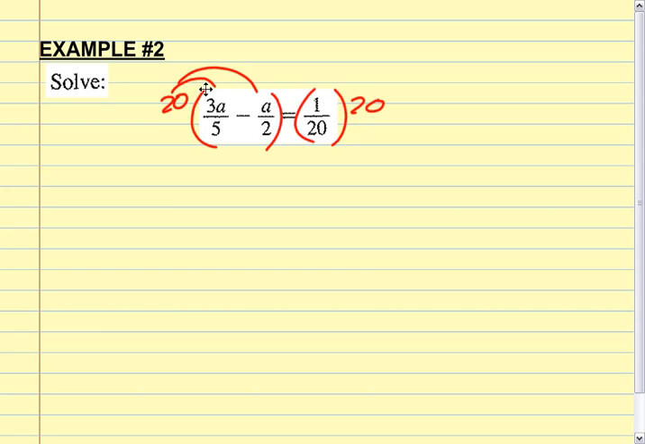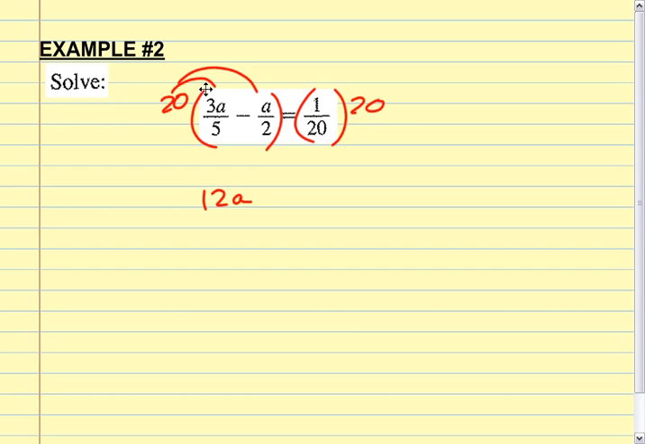Okay? I won't actually write it down because I don't want to lose the 20. But think about this. When I cancel with the 20 and the 5, what does the 20 turn into? 4. Okay, so now it's 4 times 3a, and what do I get? 12. Good. All right, do you feel comfortable with that? Yes. Okay, what about the next one?